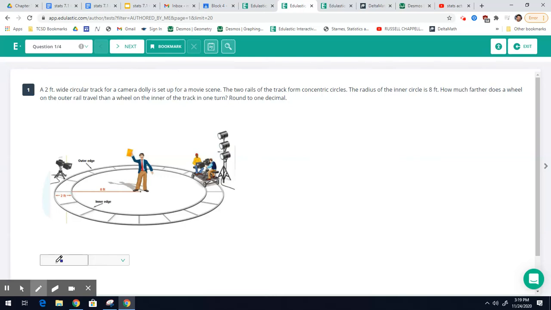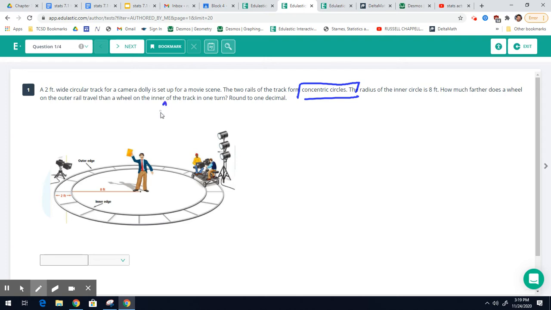All right, so here are some word problems involving circumference and arc length. So the first one says a 2 foot wide circular track for a camera dolly is set up for a movie scene. The two rails of the track form concentric circles, so circles with the same center. The radius of the inner circle is 8 feet. How much farther does a wheel on the outer rail travel than a wheel on the inner of the track?